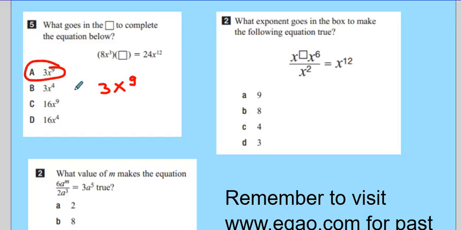So let's say I have 8x to the power of 3 times 3x to the power of 9. Well, 8 times 3 is 24. That's good. And then x to the power of 3 times x to the power of 9, I will just copy the x and add up the exponent. So 3 plus 9 is 12. And that works. So when you have a variable combined with a number, a coefficient in front, you can deal with them separately. So that exponent doesn't apply to 8. It just applies to x. So when you're multiplying the powers, you still add the exponents.